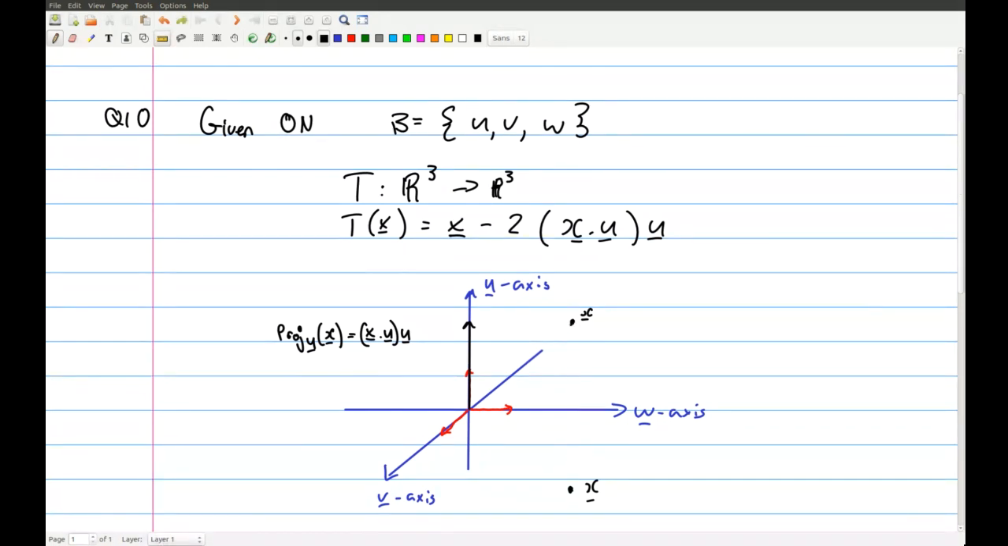So what T does is reflect your x in the VW plane. This is Tx. It drops it down in the VW plane. It reflects it in the plane spanned by V and W.